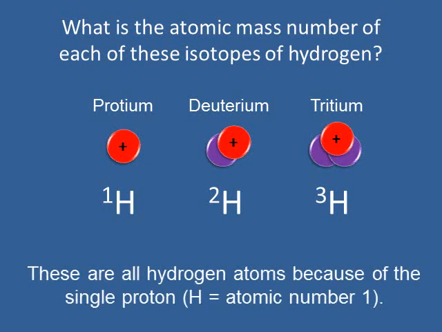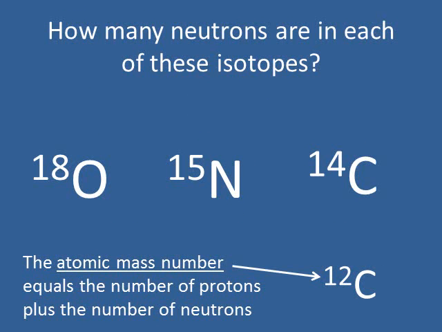So again, notice that these are all hydrogen atoms because the identity is given by the number of protons, the atomic number, which is equal to 1 in the case of hydrogen. The neutrons and electrons can change. Okay, so again, take a moment to pause your video and ask yourself how many neutrons are in each of these isotopes: 18 oxygen, 15 nitrogen, and 14 carbon.